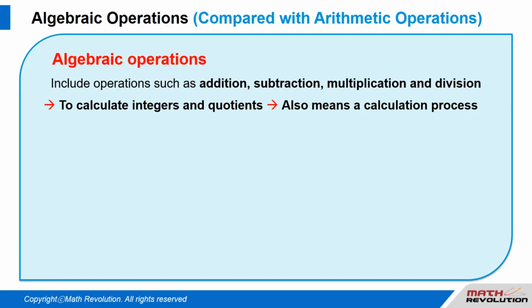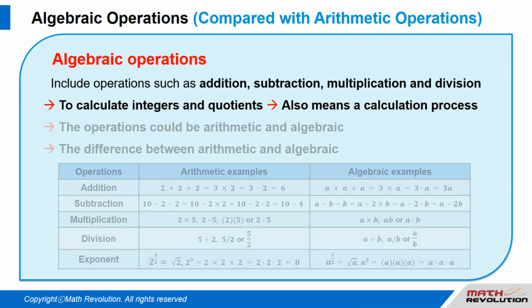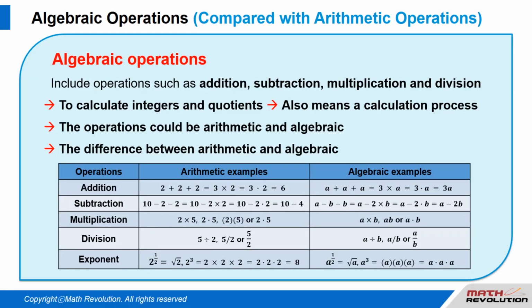Algebraic operations traditionally include operations such as addition, subtraction, multiplication, and division to calculate integers and quotients, and it also means a calculation process. The operations could be arithmetic and algebraic, and the difference between the two is enumerated below. Remember the various expressions below.